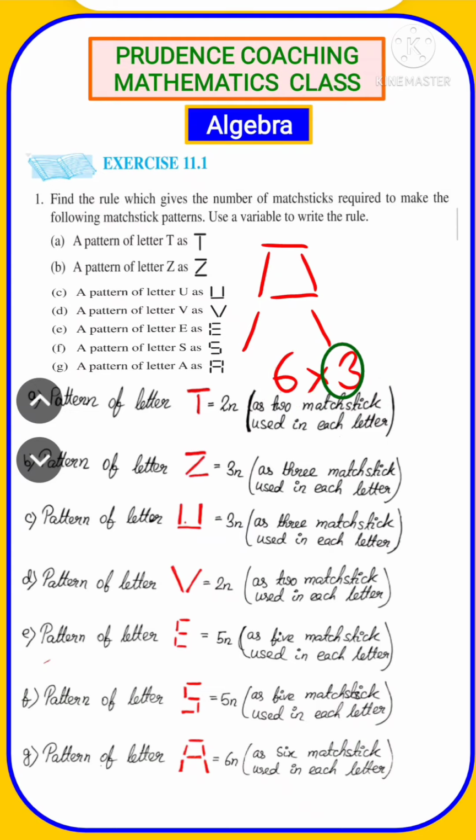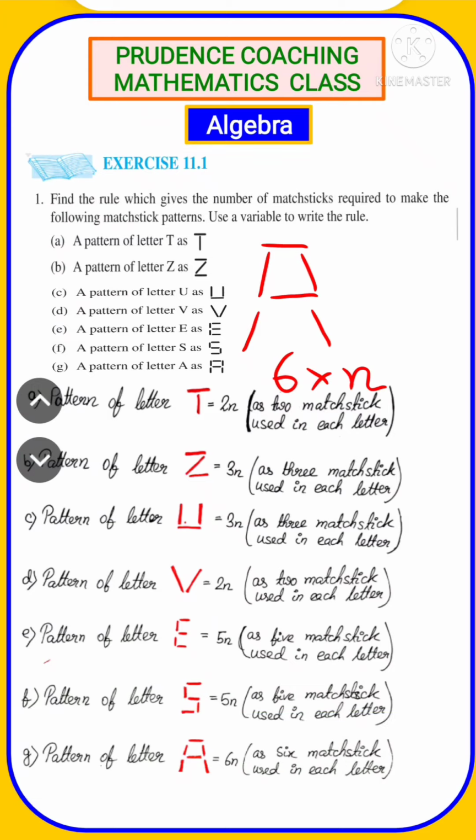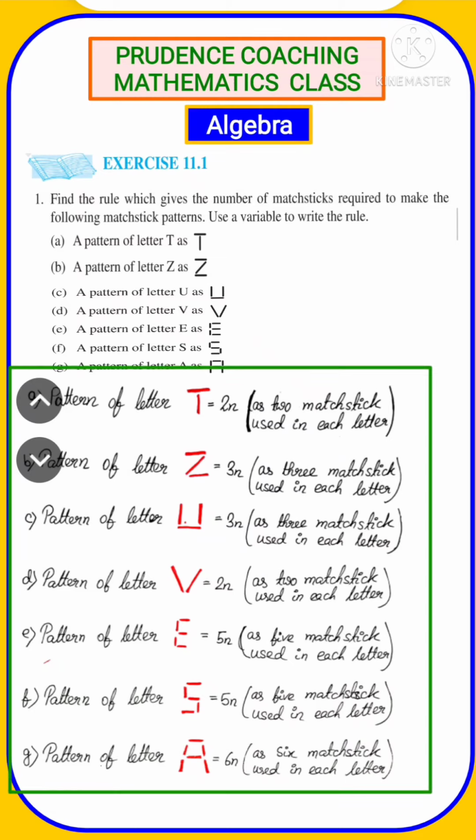But here we don't know how many A's are being made. We need to find out the formula. So 6 into n will be our answer. So 6 into n means 6n. So my dear students, I hope this particular sum is clear to you. And as you can see, here I have given you the solution.